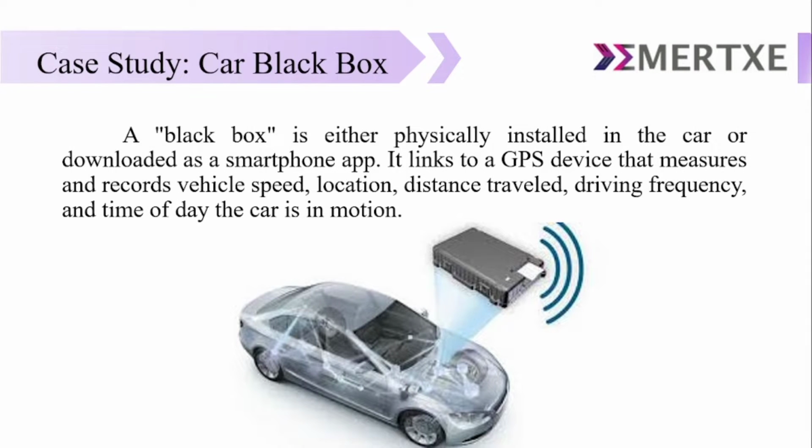Moving on to the case study, we have been given the car black box system in the internship. What is a car black box? A car black box is either physically installed in a car or downloaded as a smartphone app. It links to GPS devices that measure and record vehicle speed, location, distance traveled, driving frequency, and time and date when the car is in motion.